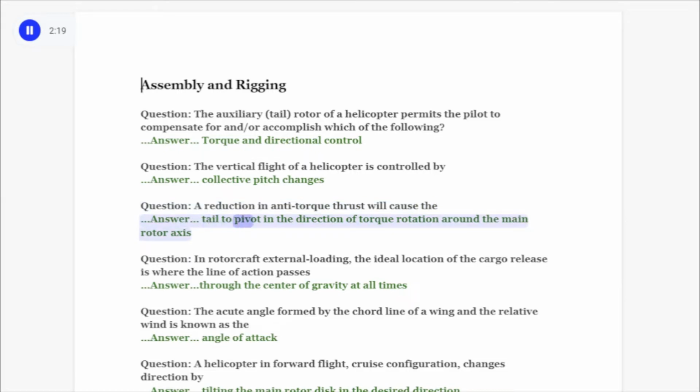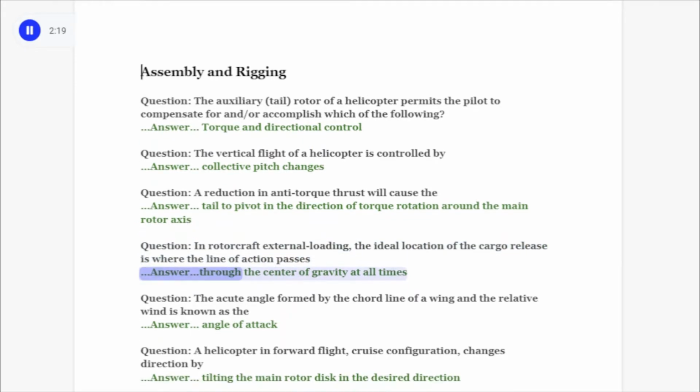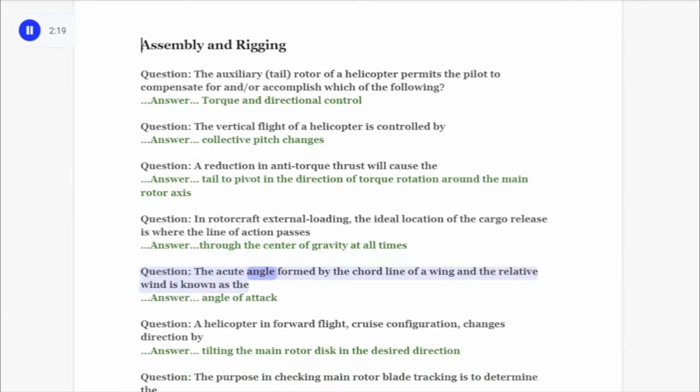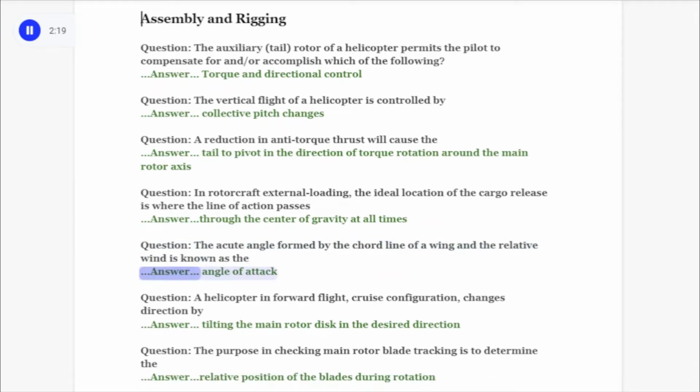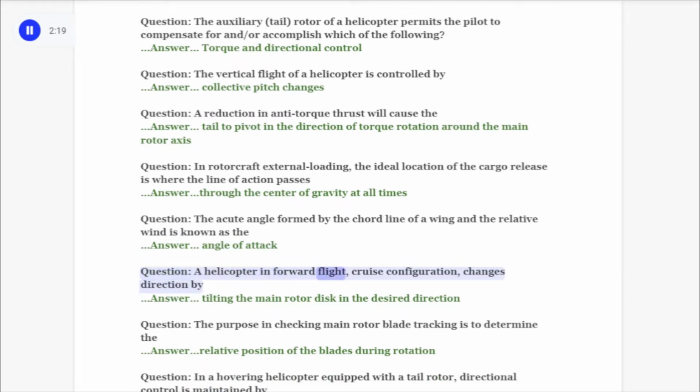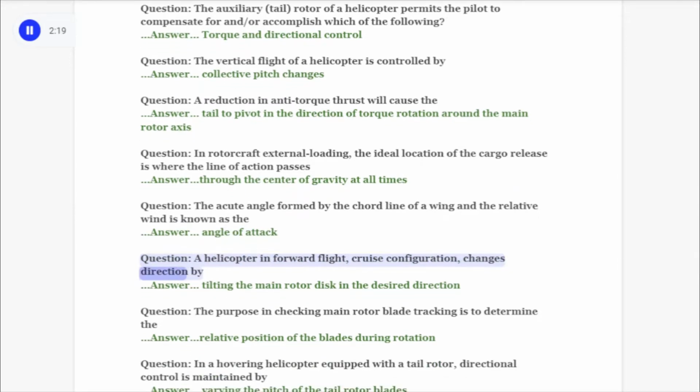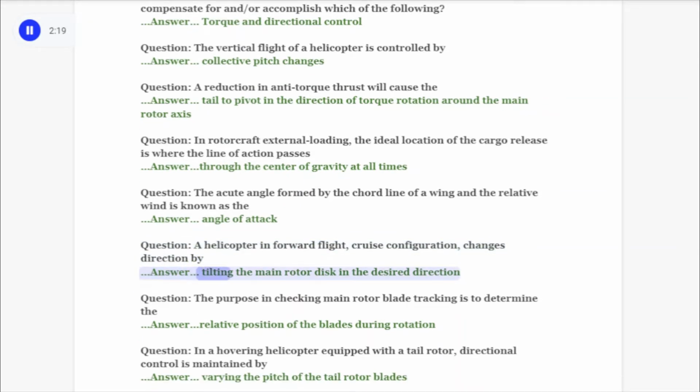Answer: tail to pivot in the direction of torque rotation around the main rotor axis. Question: in rotorcraft external loading, the ideal location of the cargo release is where the line of action passes. Answer: through the center of gravity at all times. Question: the acute angle formed by the chord line of a wing and the relative wind is known as the? Answer: angle of attack. Question: a helicopter in forward flight, cruise configuration, changes direction by? Answer: tilting the main rotor disc in the desired direction.